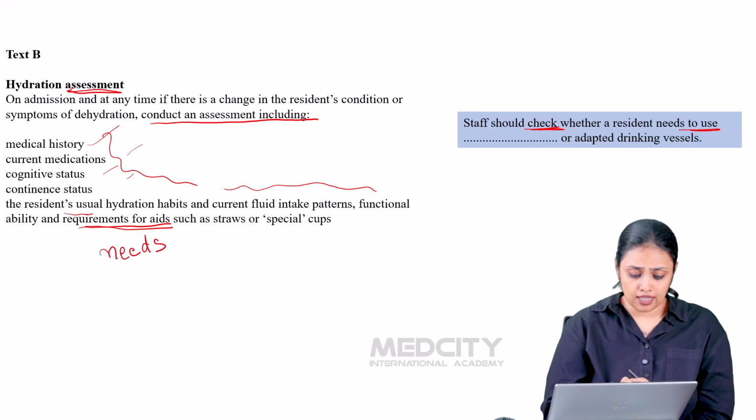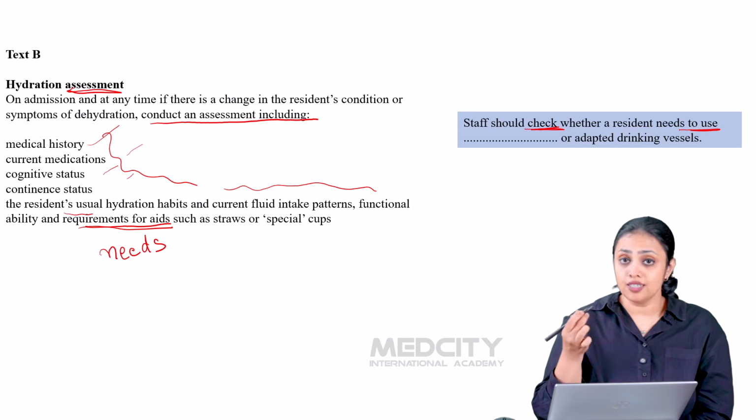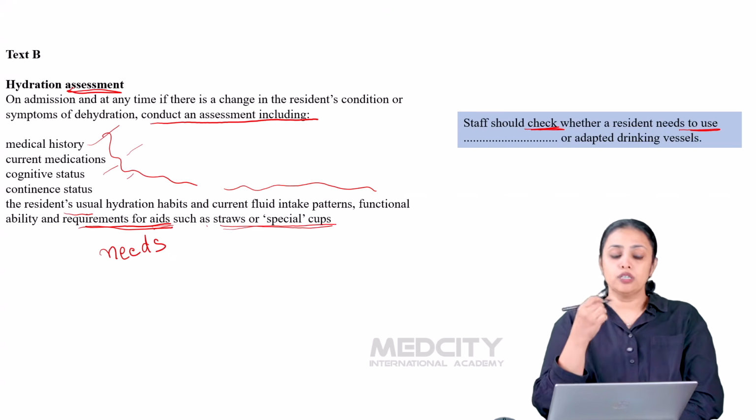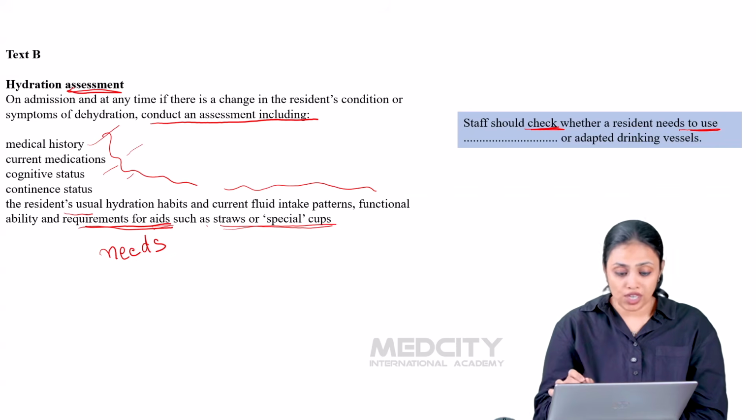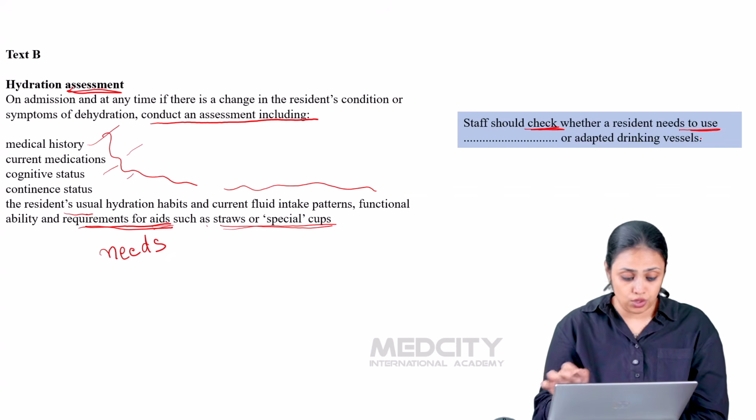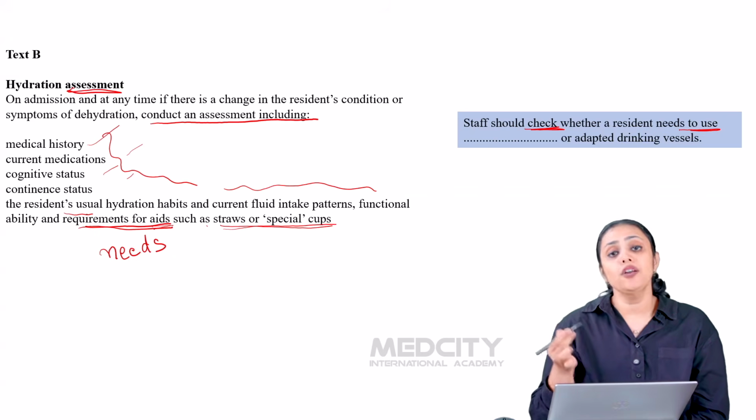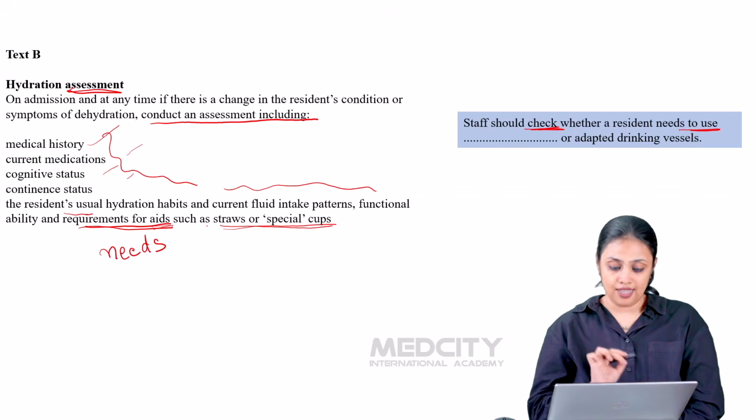So what are the things that they have to check whether the resident needs or not for aid? Such as straws or special cups. So the staff should check whether the resident needs to use, that is, the resident requires straws or special cups. So that is the answer.